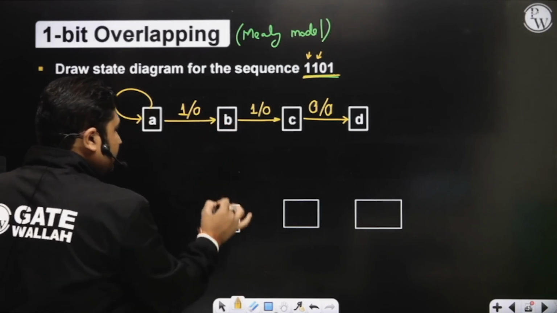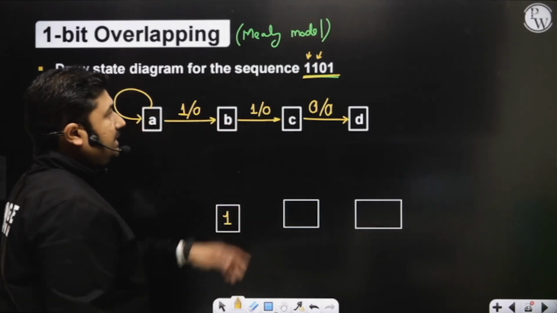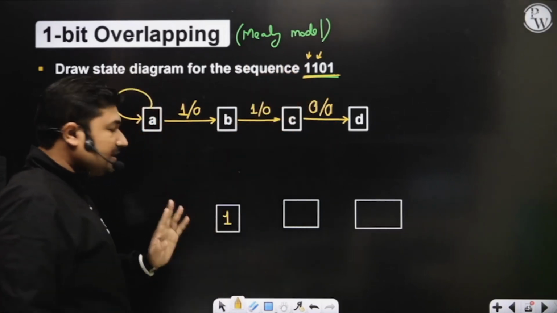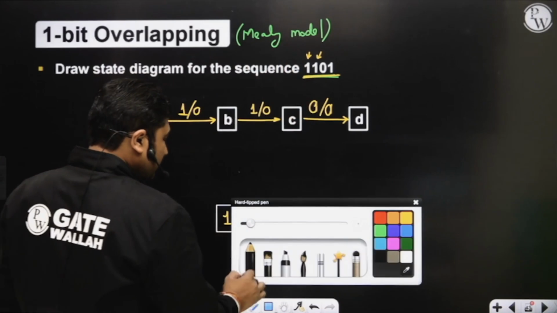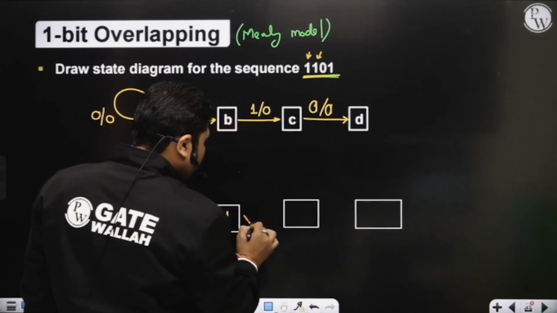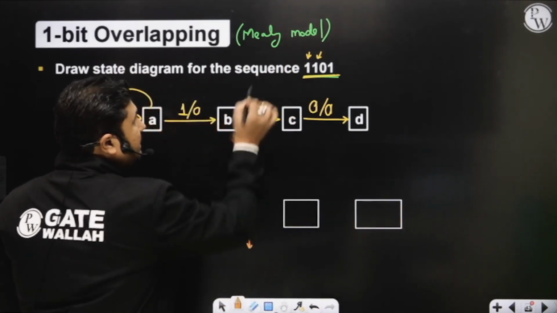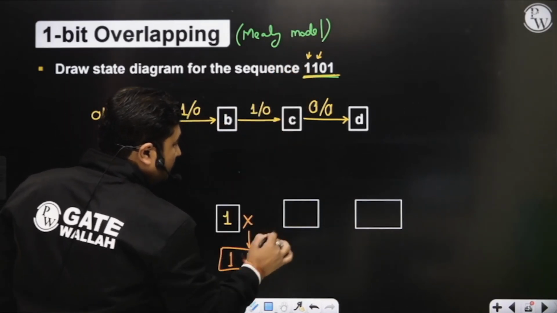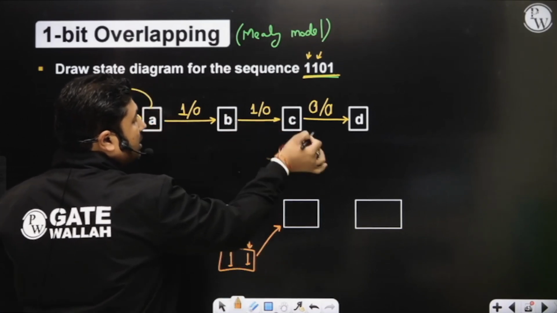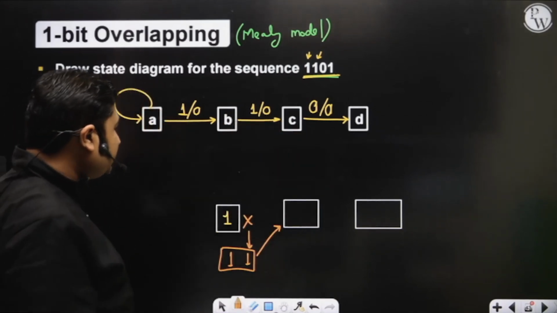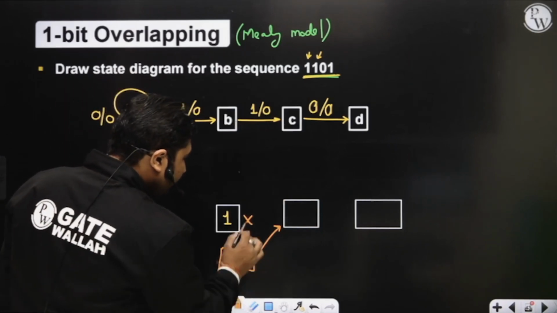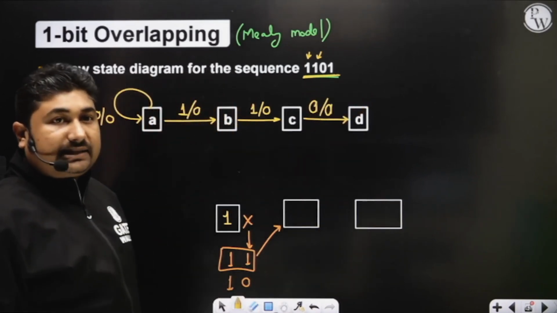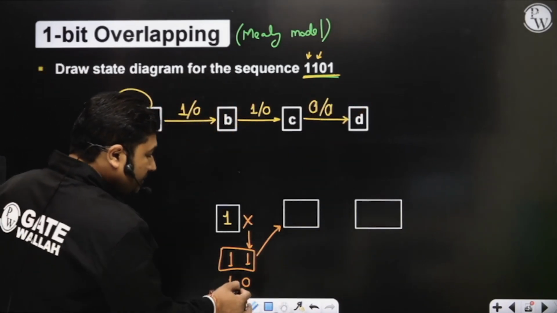Now, if you reach state B, it means 1 bit of the sequence is detected. We have to detect the sequence 1101, so 1 bit in the sequence got detected. Now, input x can be 0 or 1. If input x is 1, then two bits are detected, so you can go to the 2-bit state. However, if x is equal to 0, then it is not the required sequence. We need the sequence 1101, so the required sequence is not available.